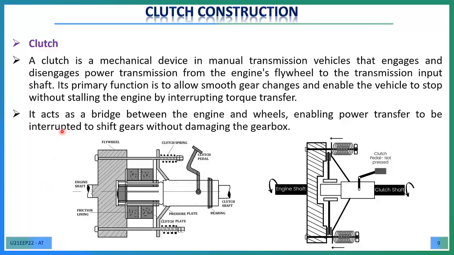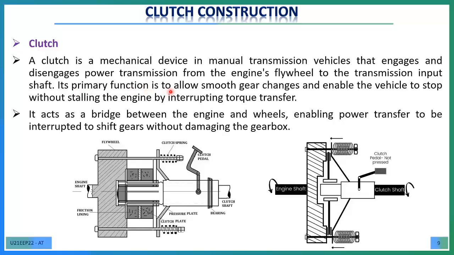Next, we will see about the clutch construction. Basically, the clutch is a mechanical device in manual transmission vehicles that engages and disengages the power transmission from the engine's flywheel to the transmission input shaft. The transmission input shaft receives the power from the engine.